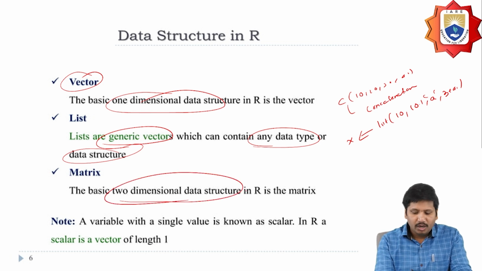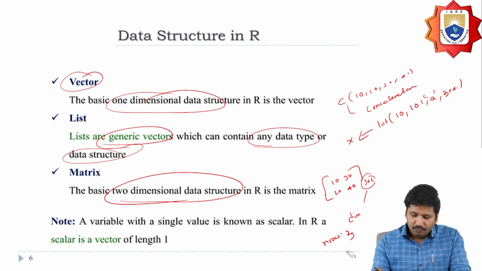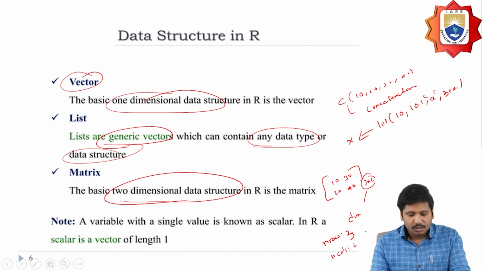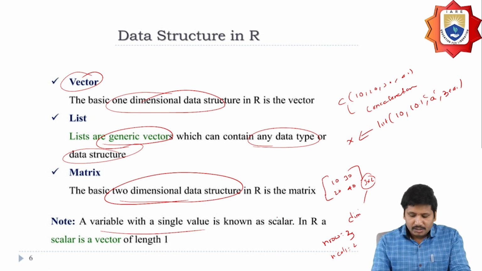And a matrix is a two-dimensional data structure in R, where we can store the values column-wise and have to mention the dimensions. By making use of the dimension attribute, we specify the number of rows by the nrow attribute, and by specifying the columns through the ncol attribute. Notice that a variable with a single value is known as a scalar. In R, a scalar is a vector of length 1.